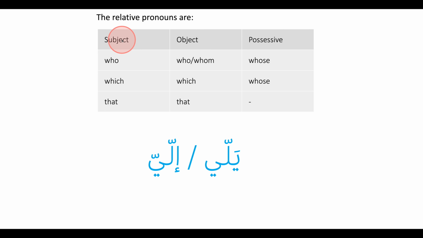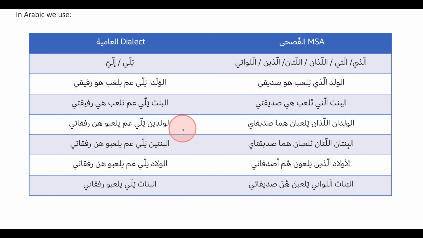The relative pronouns in English are the following, some for the subject, some for the object, some for the possessive. In this chart in front of you, there are who, which, whom, whose, that. But in dialect, in Arabic, we only have one, and it is yelli or illi. Both are absolutely the same. You would hear people using either of them. Memorize any of them, it doesn't really matter which one. Just pick one. I would use yelli. So pick yelli.